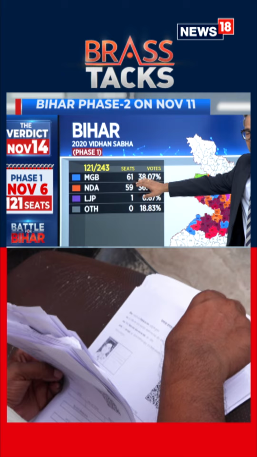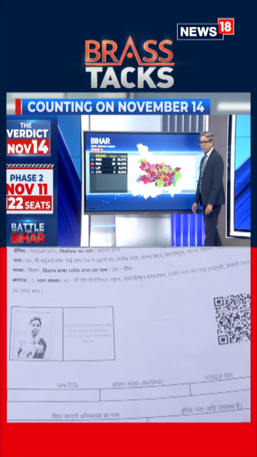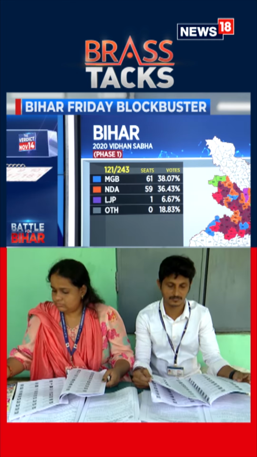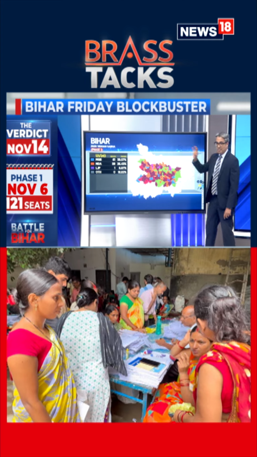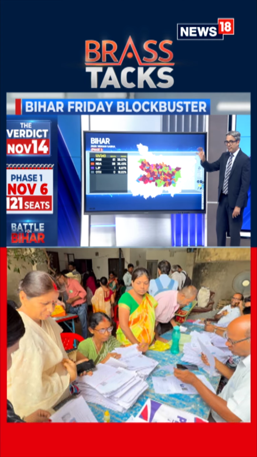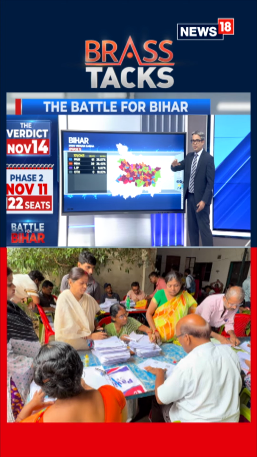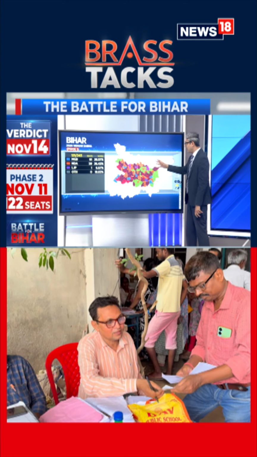Also, these are parts that sort of border Jharkhand. So it was 61 to the Gathbandhan and 59 to the NDA. There was a roughly 1.5% or so, a little over 1.5% vote share difference between the NDA and the Mahagathbandhan. So this was a phase which the Mahagathbandhan had won. Remember, it was a three-phase election in 2020. The election turned at the end of phase 1, starting of phase 2 and phase 3. That's where the election turned.